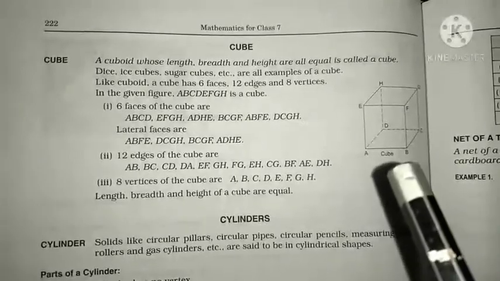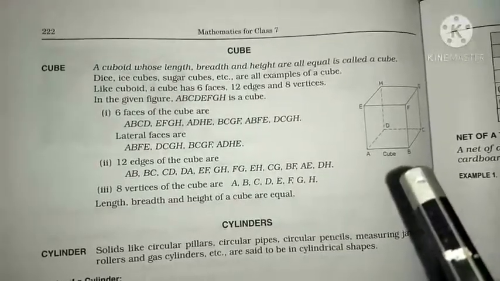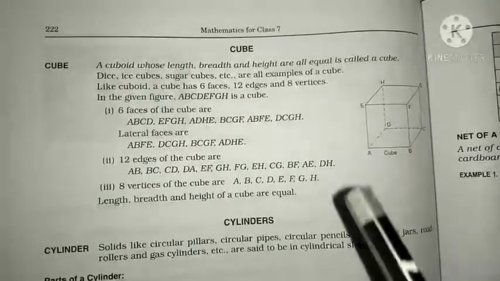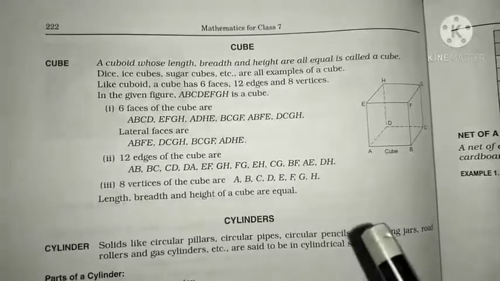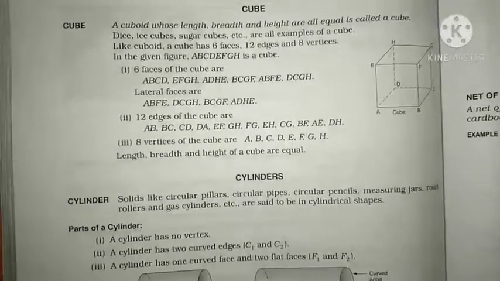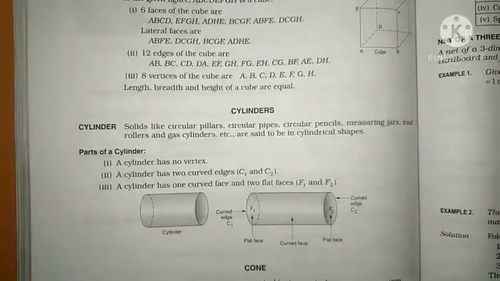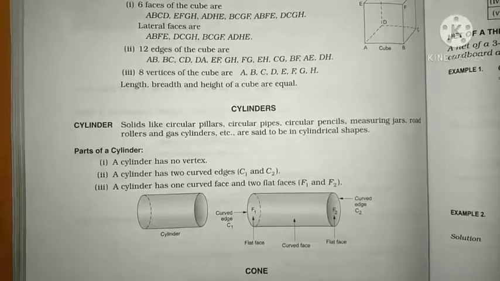So in the simple way, we can say that a cube and keyboard are identical. The only difference is that the cube is having all the sides equal. It means length, breadth, and height are equal in cube. Right. Next is cylinder. As you can see in the figure, cylinder.